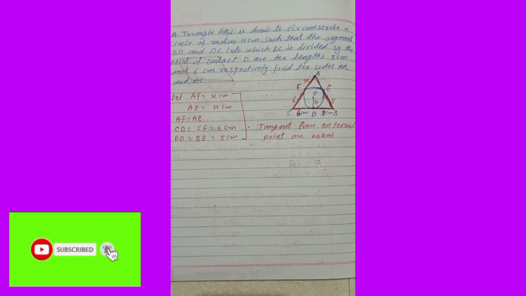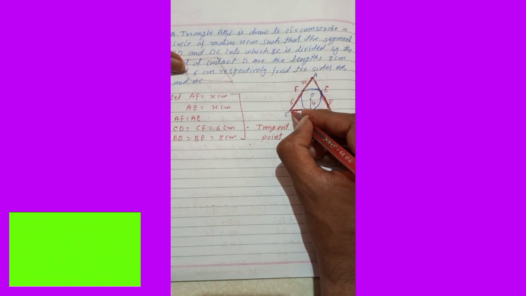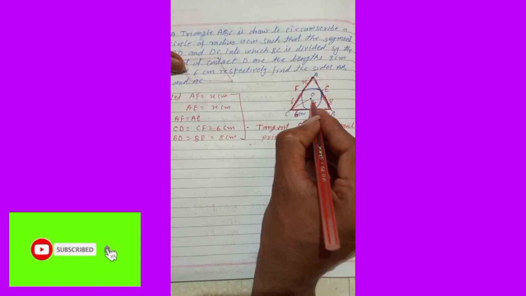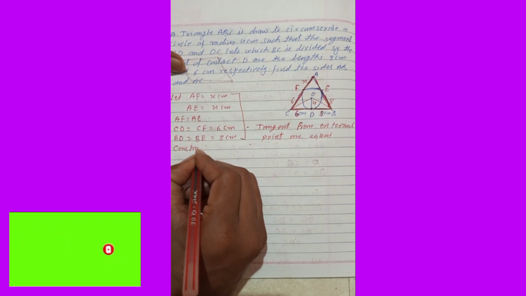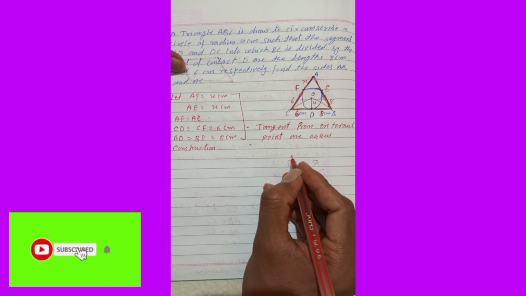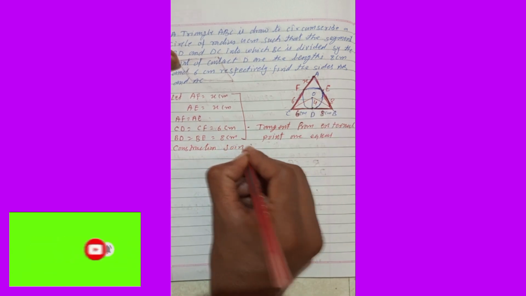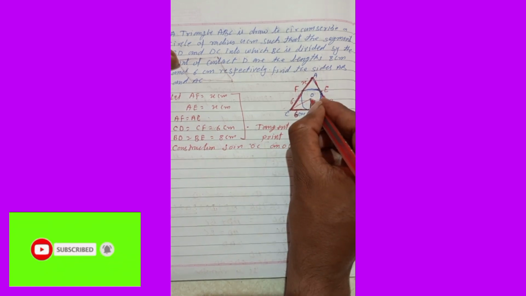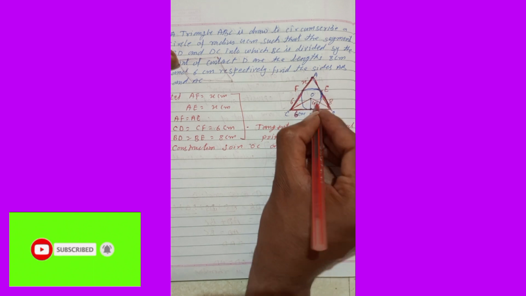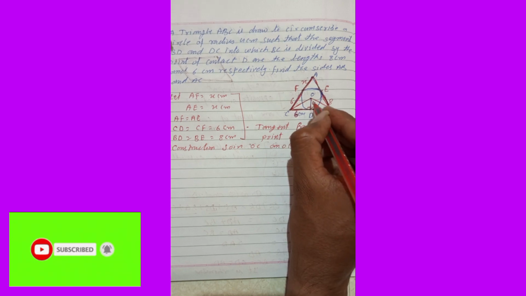Now suppose that we join O to C and O to B. Construction: join OC and OB. Because we want to find the area of that one, only then it will come. This becomes one triangle, and this is the tangent, so this is a right angle triangle. So this is the height.